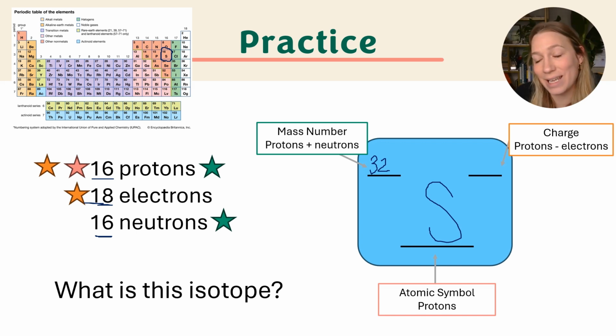And we can also determine this by saying we have 16 things that are positively charged and we have 18 things that are negatively charged. So we have 2 more negatively charged things. So sulfur is going to have a charge of minus 2 in this case. So we have sulfur with a mass number of 32 and a charge of negative 2.